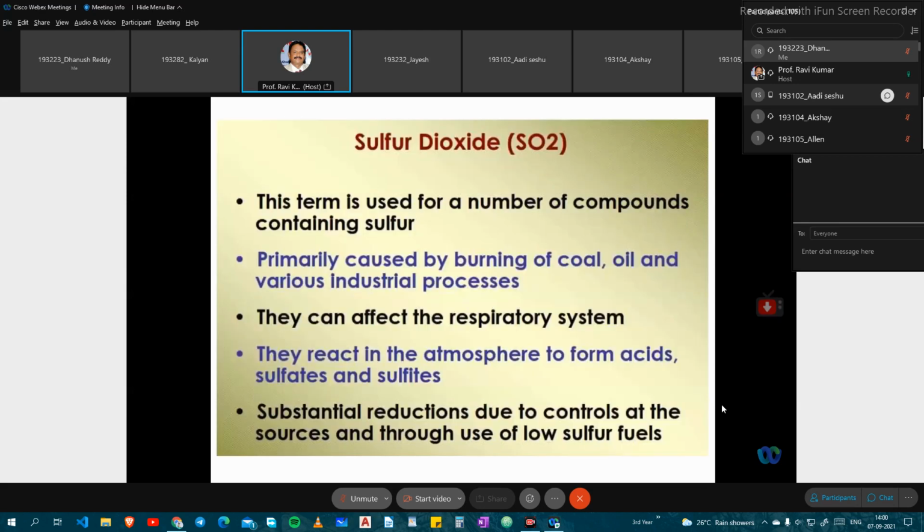Sulfur oxides, SOx, is a term used for a number of compounds containing sulfur, formed by the burning of coal, oil, and various industrial processes. This can affect the respiratory system. They react in the atmosphere to form acids, sulfates, and sulfides. Substantial reduction has been achieved through control at the source by use of low sulfur fuels. Low sulfur fuels can also be used for getting low pollutants.